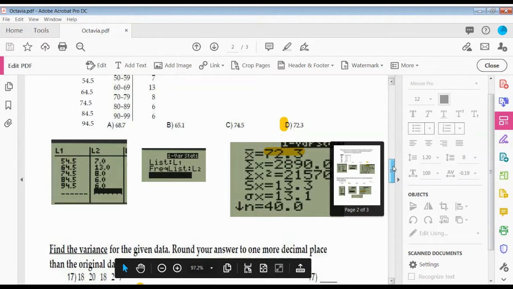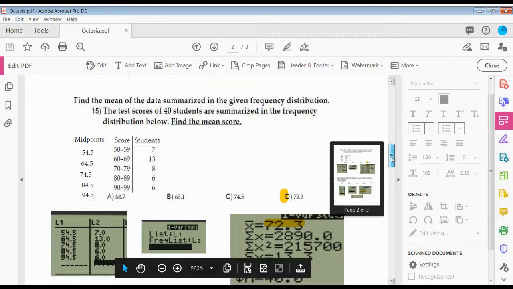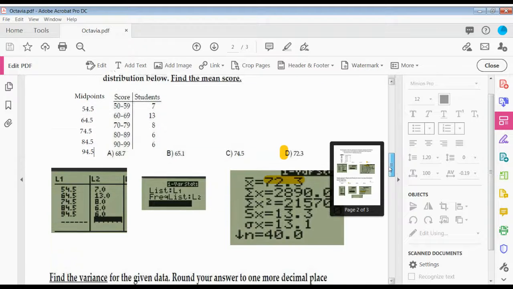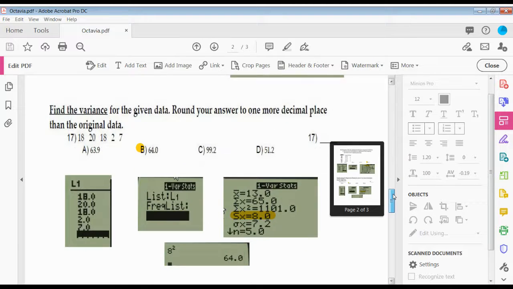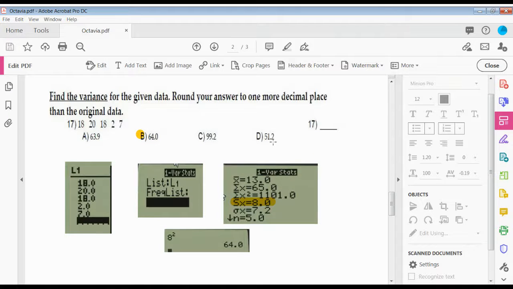If I scroll up a little bit, the problem says, what's the mean? The mean is X bar. X bar is the mean, 72.3. Calculate tells you everything. Variance. There is no key that gives you variance. What you do is find the standard deviation, and then you take your answer and square it.